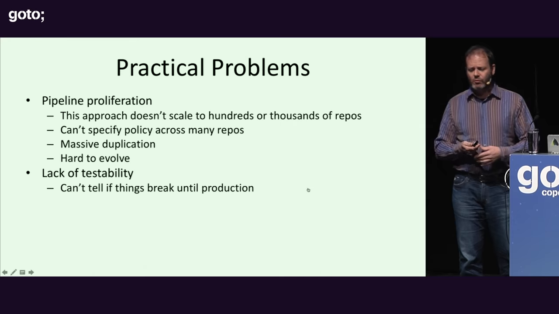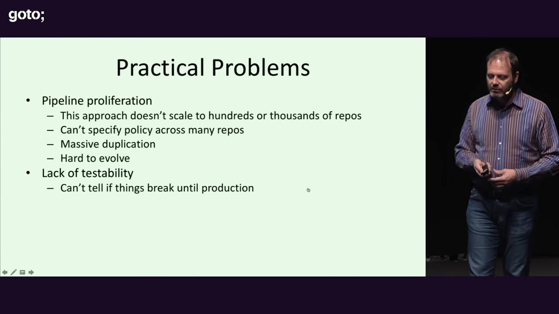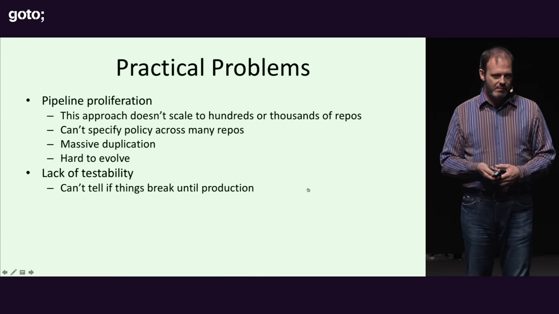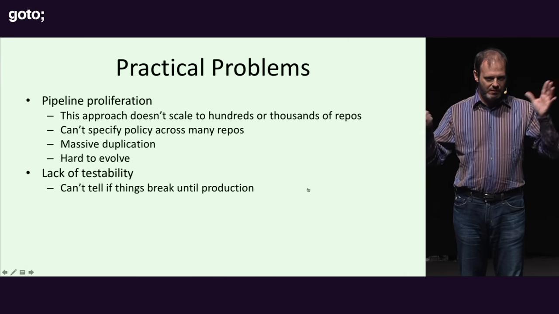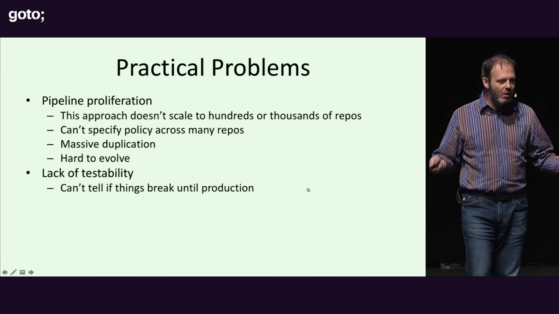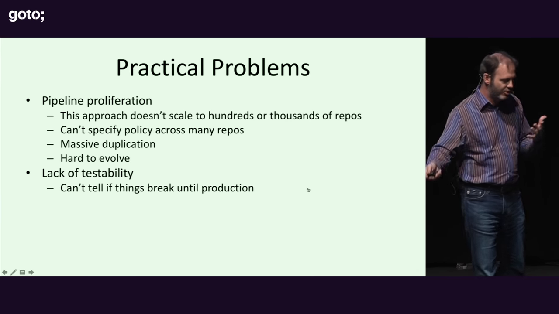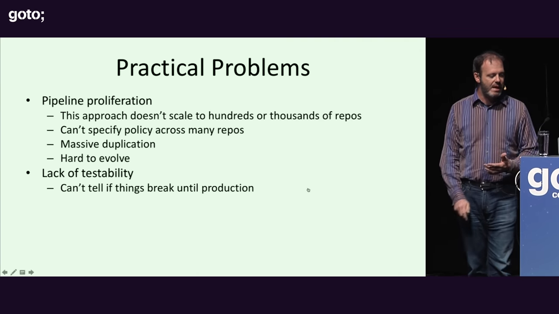Similarly, another practical problem we face with our present approach to software delivery is lack of testability. How do we test our pipelines? Well, typically we just make a commit and see if things fall over or find their way to production. This is not how we engineer software, right? In building our apps, we generally expect something better than that.